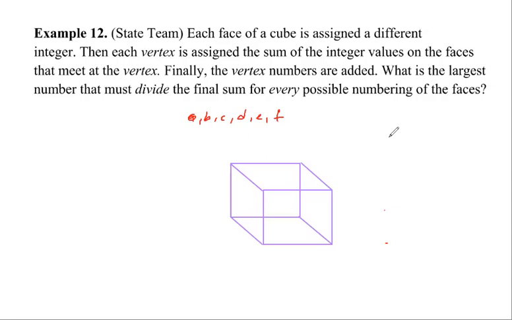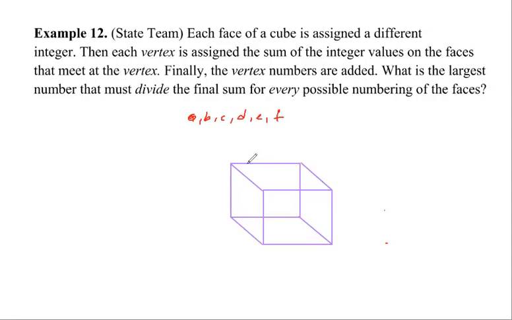So what's happening is, if we were to simplify this, we now get 4a plus 4b plus 4c plus 4d plus 4e. I forgot, 4a through f, which means that for any vertex, the largest number that must divide the final sum would be 4. It's kind of confusing, but... No, I get it. That's good. So let me write what you mentioned.